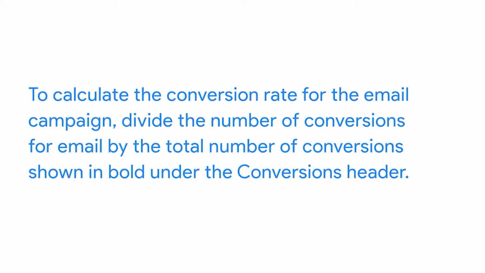To calculate the conversion rate for the email campaign, divide the number of conversions for email by the total number of conversions shown in bold under the conversions header. These examples show how metrics can be collected for social media and email campaigns. With UTM and custom dimensions, it's possible to track the impact that social media or email has on a campaign when the content is reposted or forwarded many times.